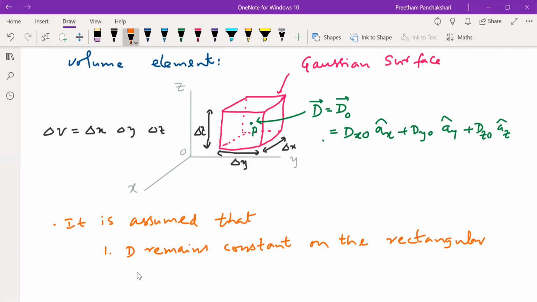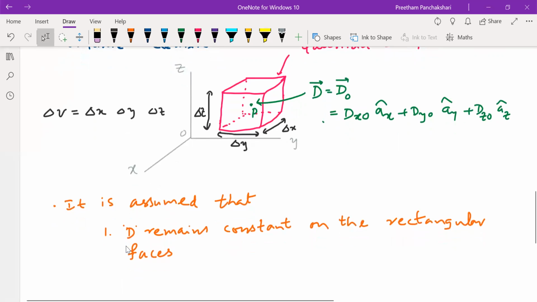Rectangular faces. If D doesn't remain constant, then it's difficult to apply Gauss law. So keep the Gaussian surface so small such that D remains constant. D should remain constant on the surface. If not constant, further reduce the volume inside the closed surface. Keep on reducing till it becomes constant.